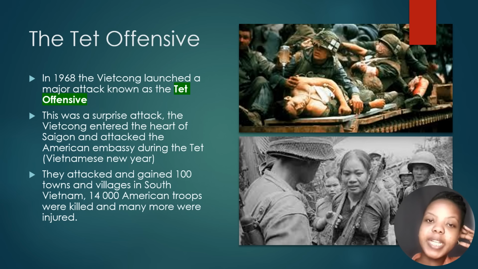Moving on to another major event that you need to mention, which is the Tet Offensive. In 1968, the Viet Cong launched a major attack known as the Tet Offensive. They entered the heart of Saigon and attacked the American embassy during the Tet. The Tet is the Vietnamese New Year. They attacked and gained 100 towns and villages in South Vietnam. 14,000 troops were killed and many more were injured. As you can see, troops injured, the Viet Cong carrying their weapons.